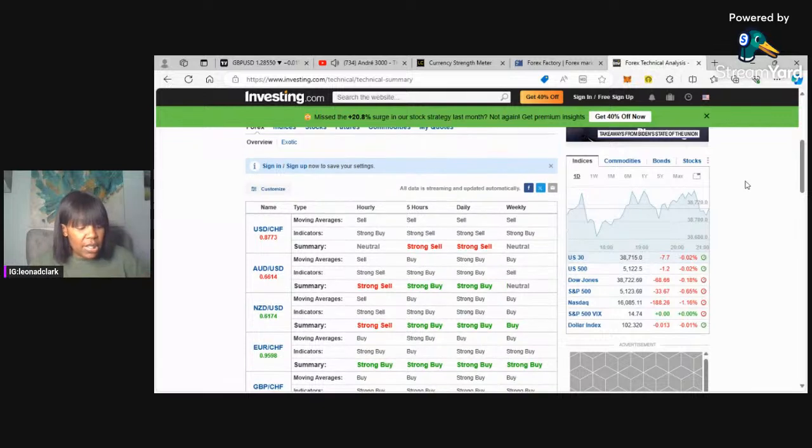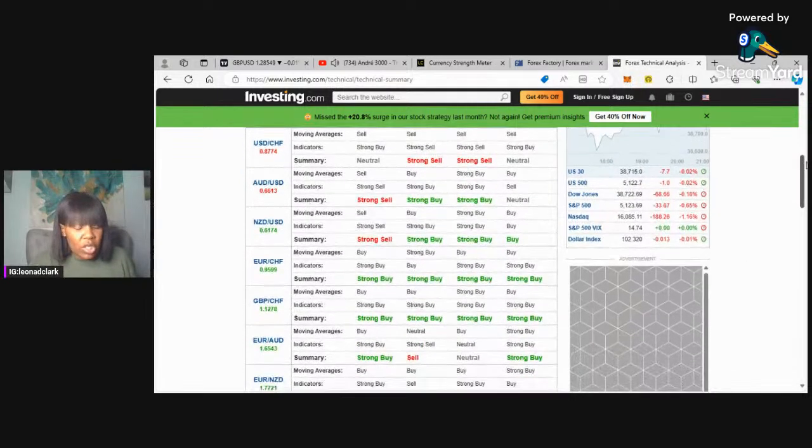Okay, so USD CHF, this is not showing us sell across the board. So I am putting an X next to USD CHF. That means this is no longer going to be on my list. AUD USD is supposed to be a sale. This is showing multiple things. So I'm putting an X next to AUD USD. NZD USD is supposed to be a sale as well. This is not showing sale across the board. So guess what? X next to that.